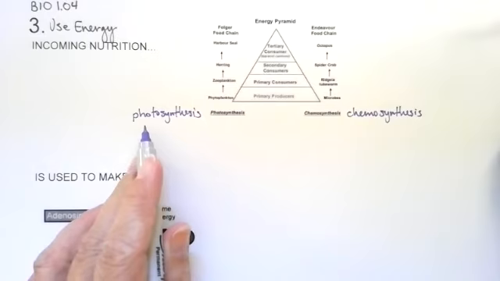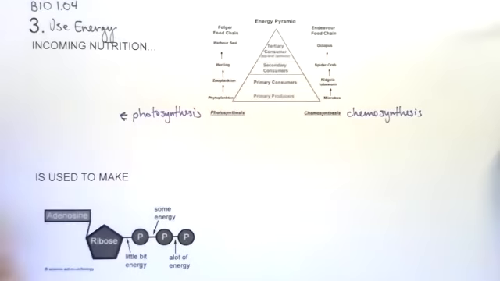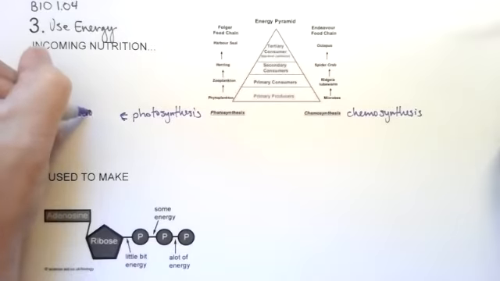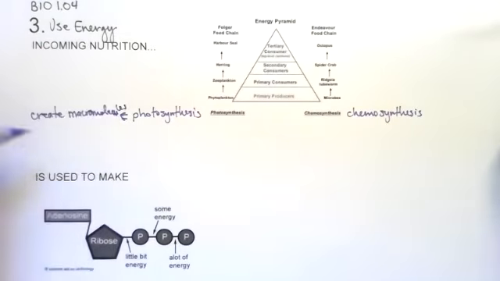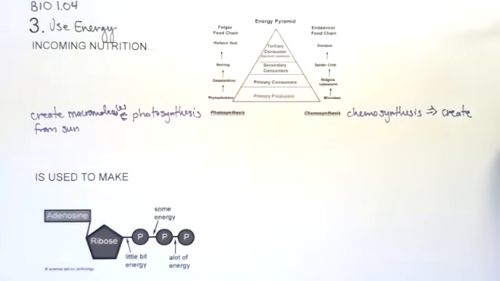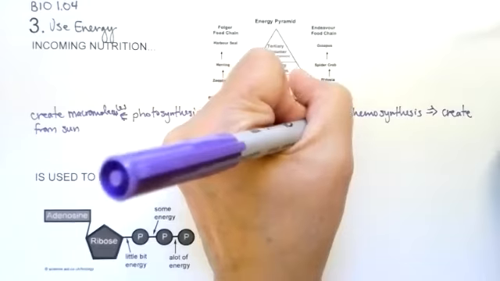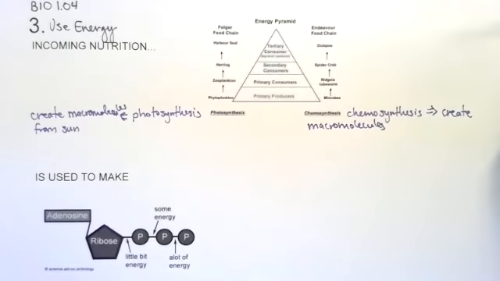So photosynthesis is going to create macromolecules from, you remember from 8th grade? From the sun, from light. Chemosynthesis can also create macromolecules. But what are we going to use? Chemo is chemical.